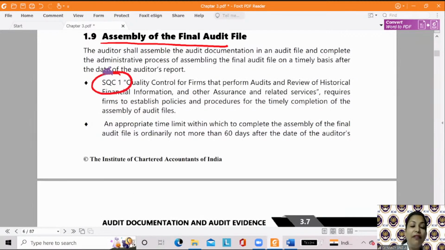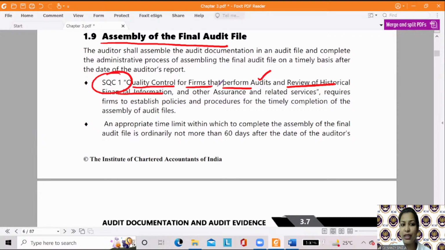So students, if you remember, we have done the standard on quality control in chapter number 1. And I told you that there are 4 kinds of engagement standards, right? With respect to all the engagements, the standard on quality control will be applicable. Now, what is the name of SQC 1? Very simple. Quality control for firms that perform audit, review of historical financial information, other assurance and related services. So there are 4 types of engagements, and on them what do we do? Quality control. So what is the name? Quality control for firms that perform audit and review of historical information and other assurance and related services.